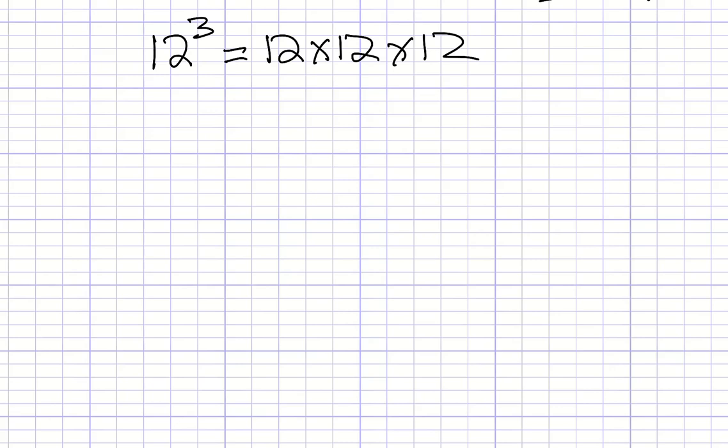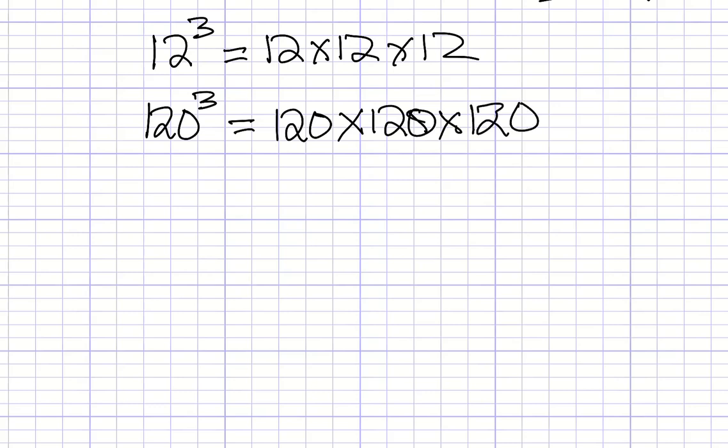Anyway, note that an exponent is no more than a repeated multiplication, right? Because if you have 12 raised to power 3, it's the same thing as 12 times 12 times 12. So exponents are no more than repeated multiplication. The same thing if you have 120 raised to power 3, it's the same thing as 120 times 120 times 120, right? 120 multiplied 3 times. That's all that is saying.